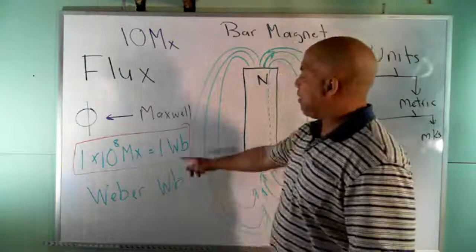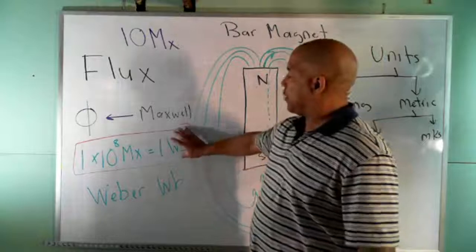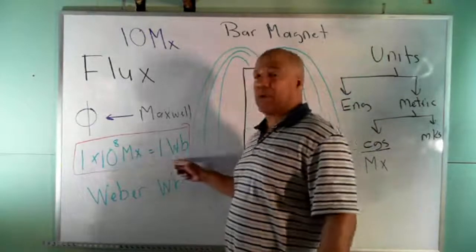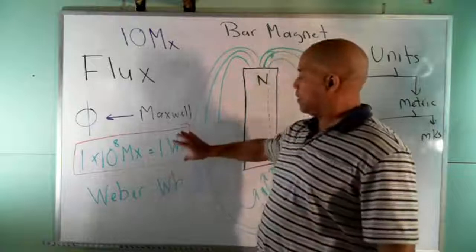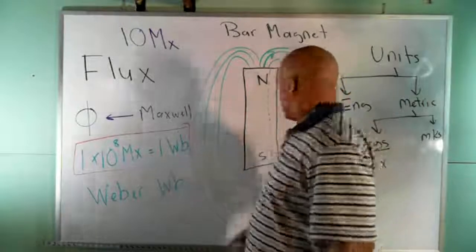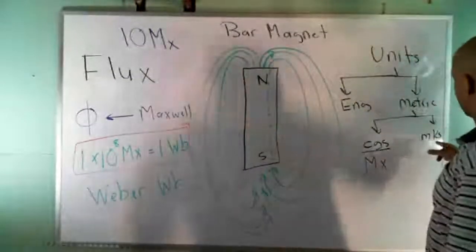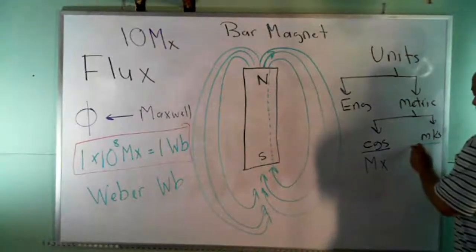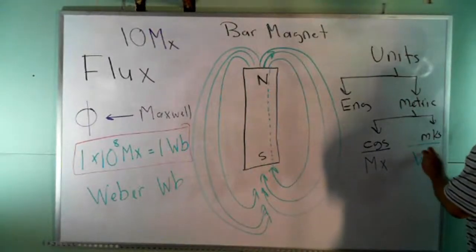So that means a Weber is a bigger unit than a Maxwell. If it takes 1 times 10 to the 8th of these to make up one of these, that means a Weber is a bigger unit than a Maxwell. So it goes not over here, it goes over here for MKS. It's an MKS unit. So we got the Weber over here.